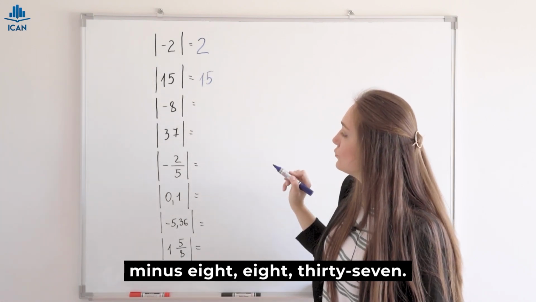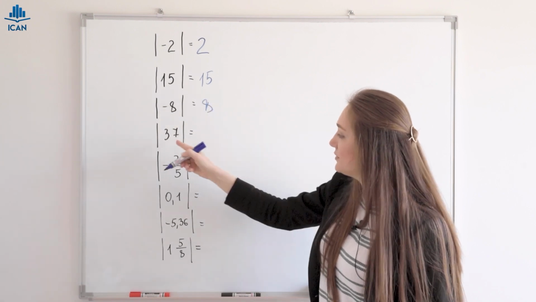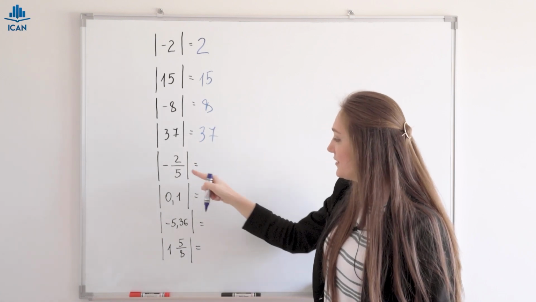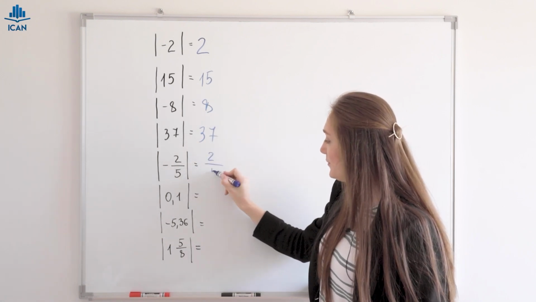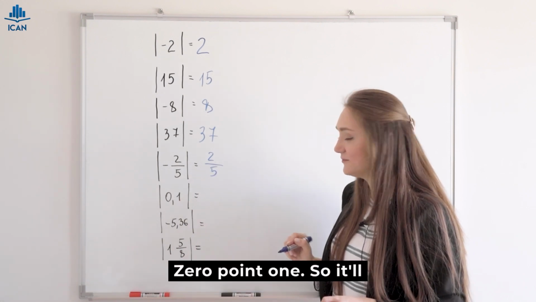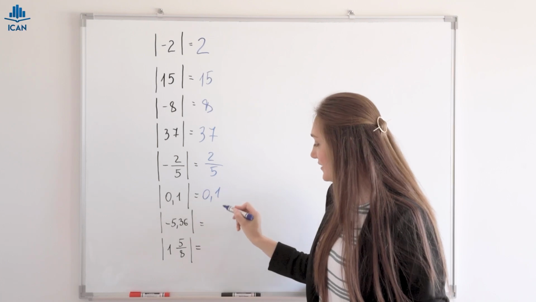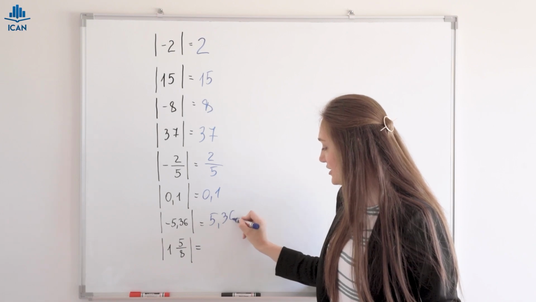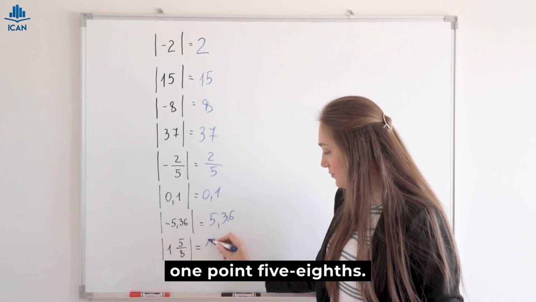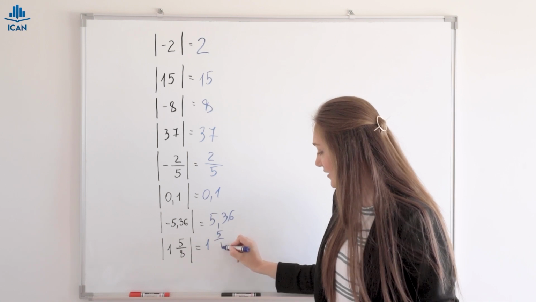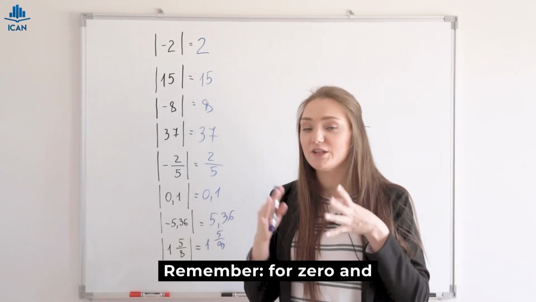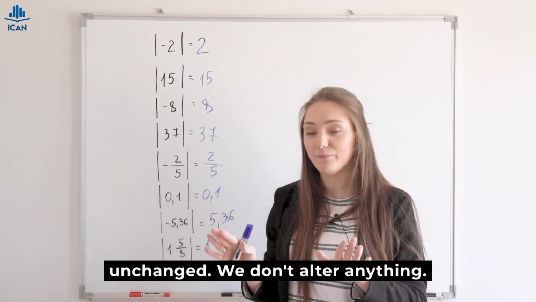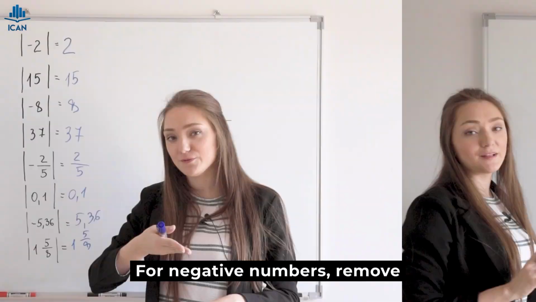15, minus 8, 37. What's the result? 37, minus 2/5, 2/5. 0.1. So it'll be 0.1. Here we just subtract 5.36. We rewrite it as 1.58. Remember, for 0 and positive numbers, it stays the same. So 37 and 15 remain unchanged. We don't alter anything. For negative numbers, remove the minus sign.